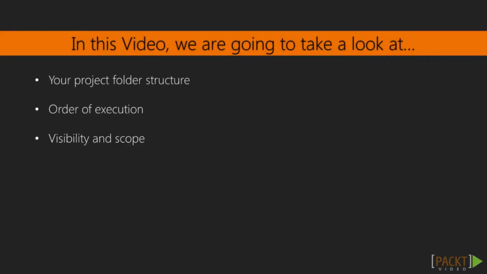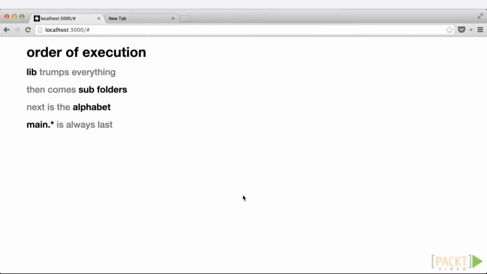We're now going to look at the order of execution. Okay? Depending on what your folder structure looks like and what your files are named, they will actually execute in a different order. There are 4 orders of execution. The first one has to do with the lib folder itself. The lib folder trumps pretty much everything else. If something is inside of a lib folder, it will run first. Then comes subfolders. Anything that is a subfolder to a parent folder will run before anything inside of the parent folder.